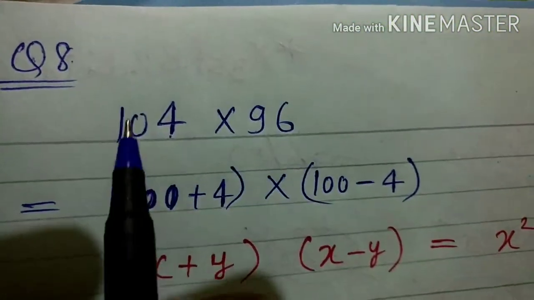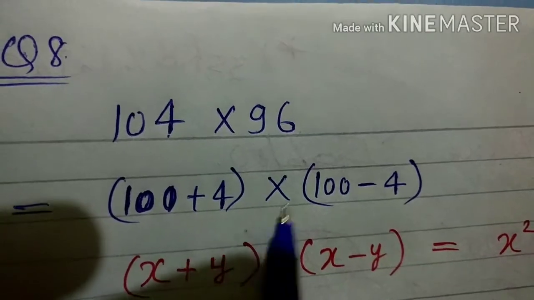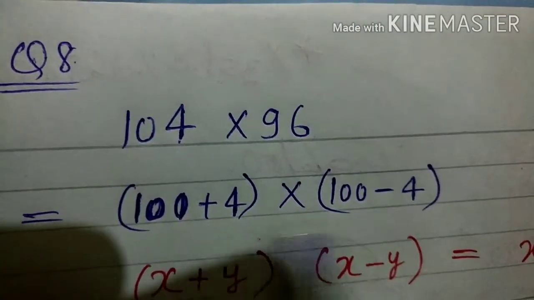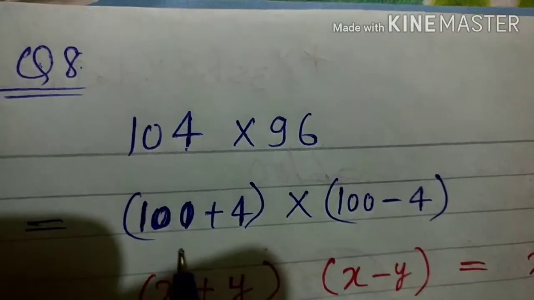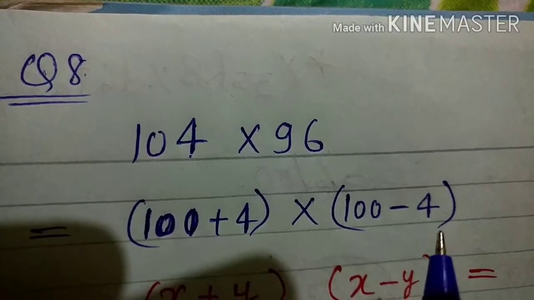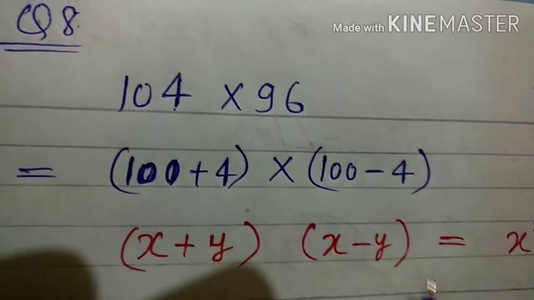So 104 into 96, 104 we can write as 100 plus 4, and 96 we can write as 100 minus 4. So we get 100, 100, 4, 4 as common values. After observing these common values, one algebraic identity strikes our mind, that is x plus y times x minus y.